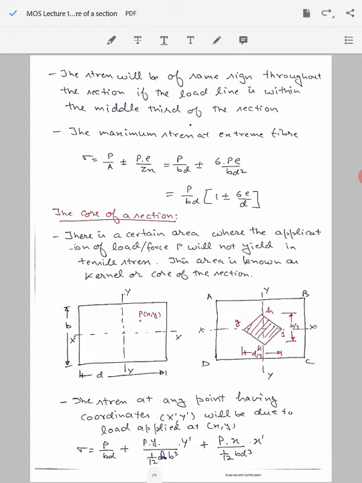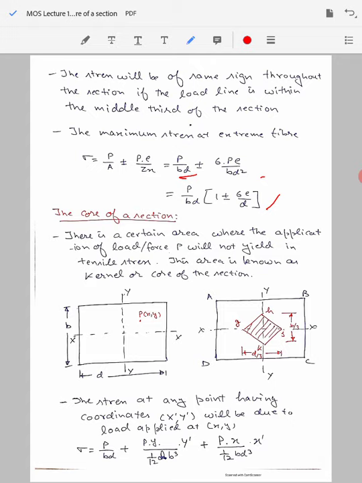Now the maximum stresses that occur at the extreme fiber can be calculated by substituting the value of area and section modulus Z here. I have substituted for the area as B into D, and for the section modulus I have substituted BD square by 6. That is for the extreme fiber case. So that gives me the maximum stresses produced as P by BD into 1 plus minus 6 into E by D.